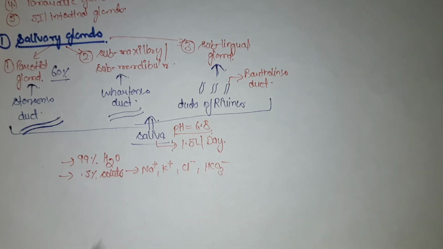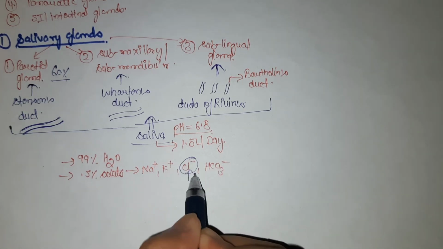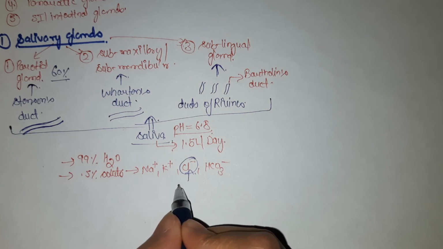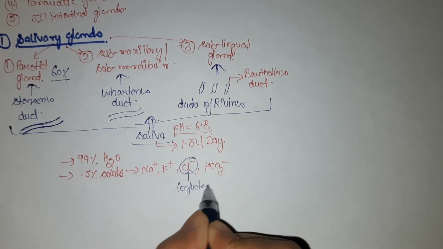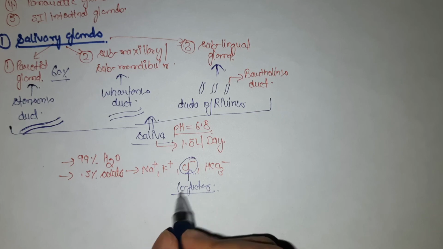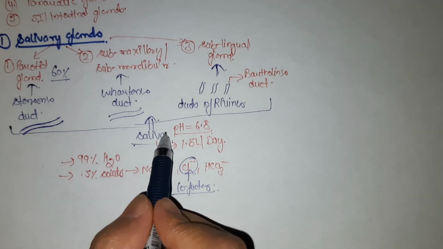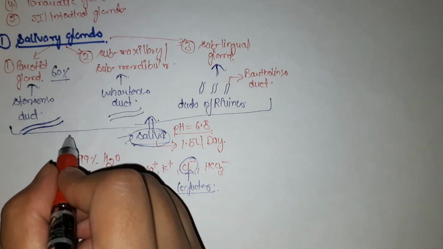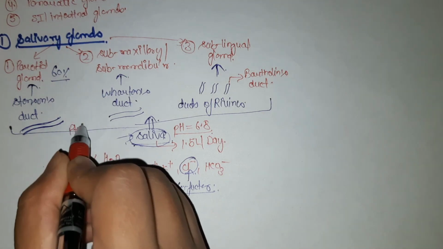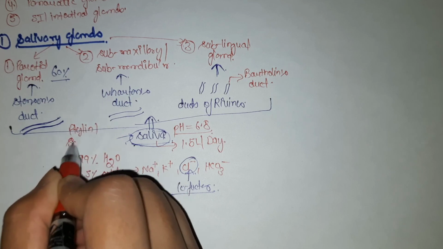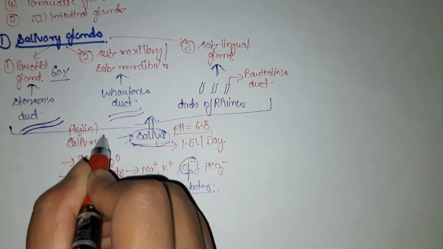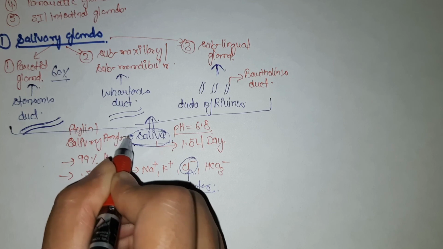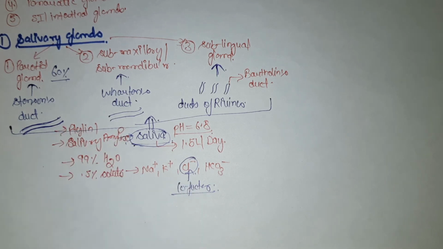Now this chloride ion also acts as a cofactor for the enzyme which is present in saliva. The enzyme present in saliva is also called ptyalin or salivary amylase. This helps in digestion of cellulose. So this was what the salivary gland is.